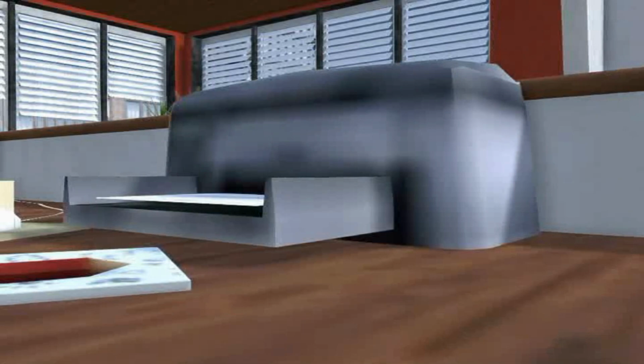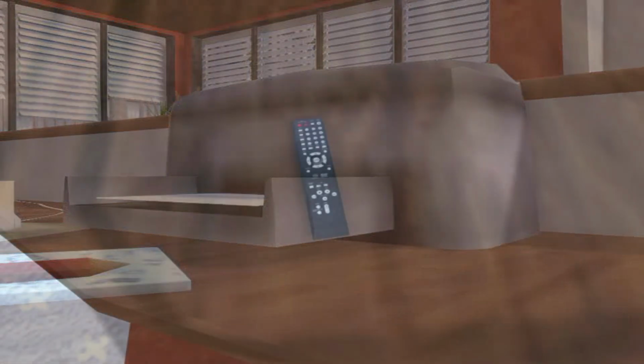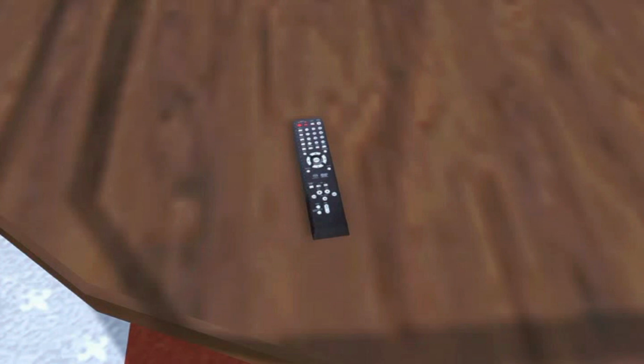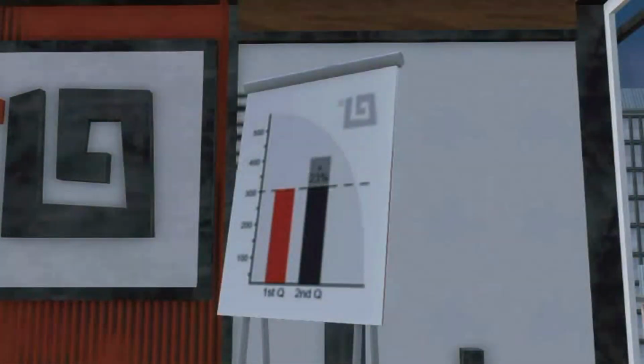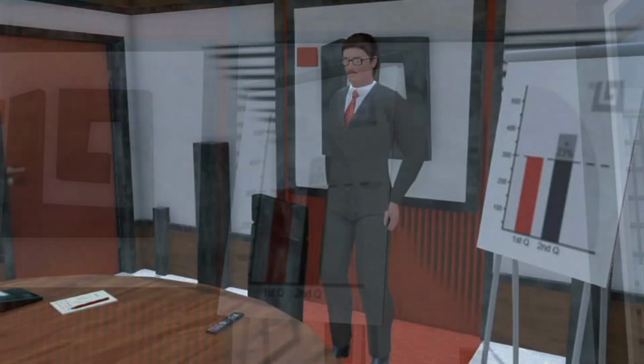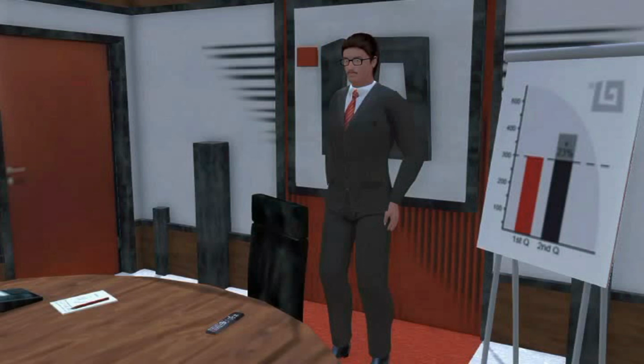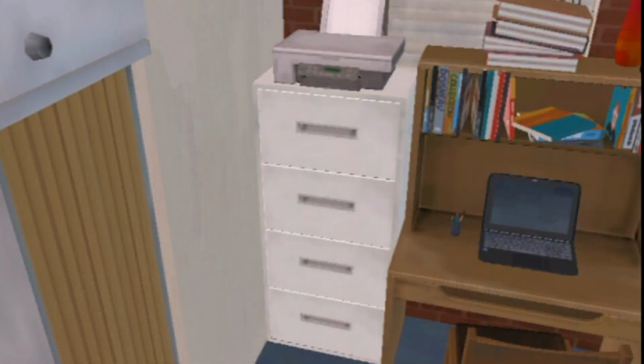That is a printer. This is a remote control. That is a whiteboard. This is a presentation. These are filing cabinets. This is a pencil. It is a printer.